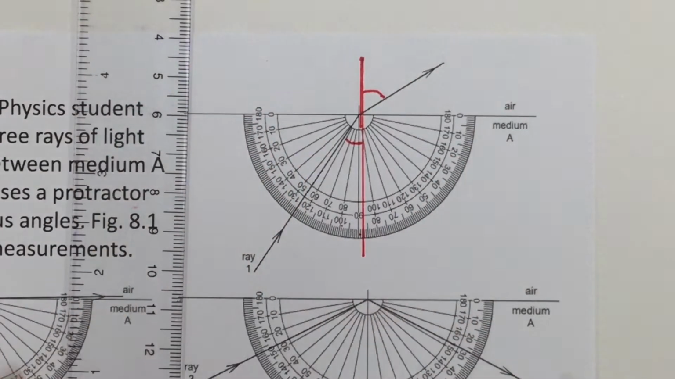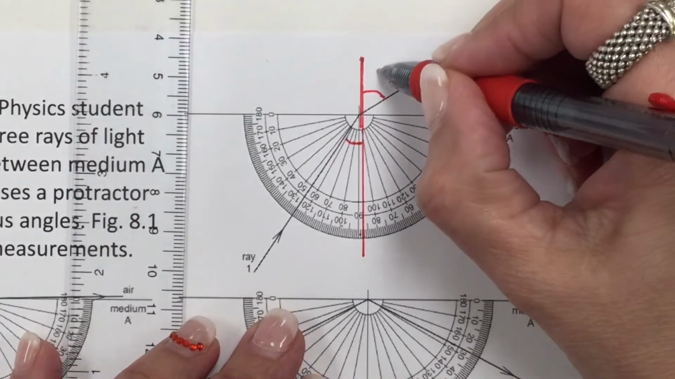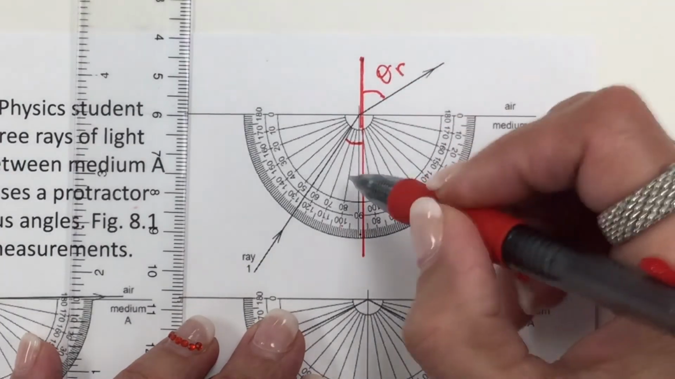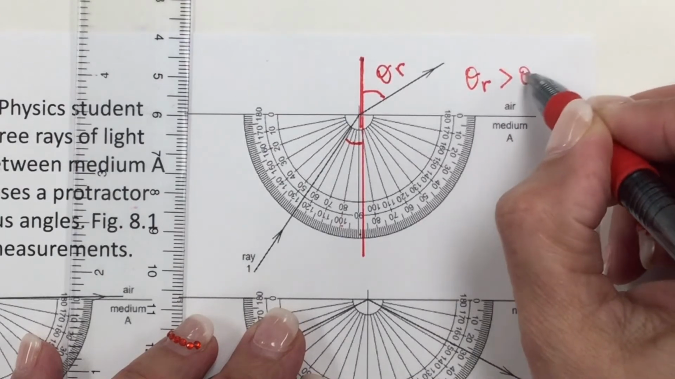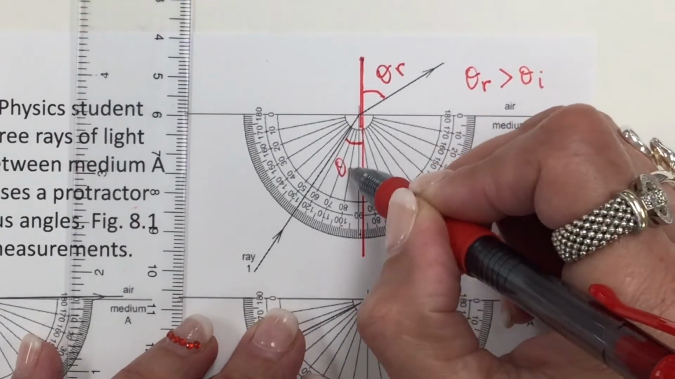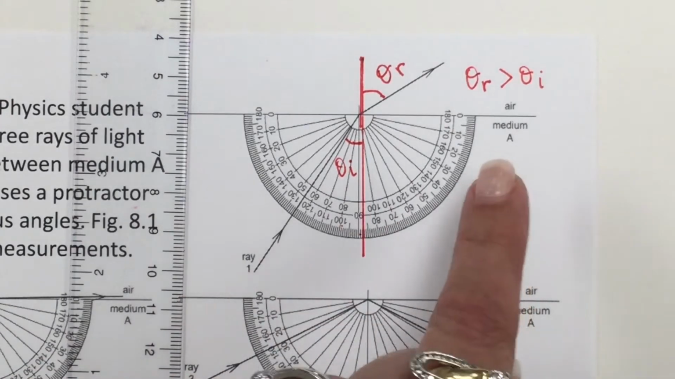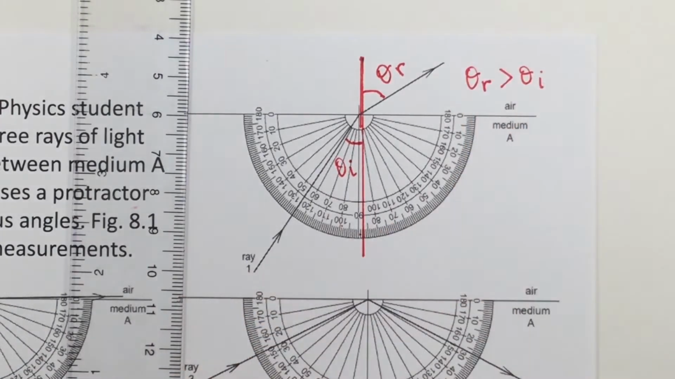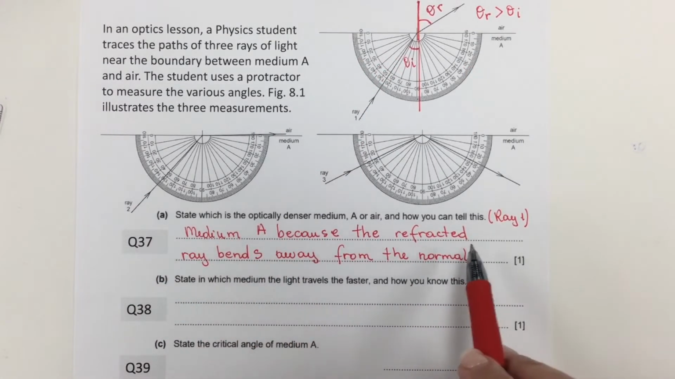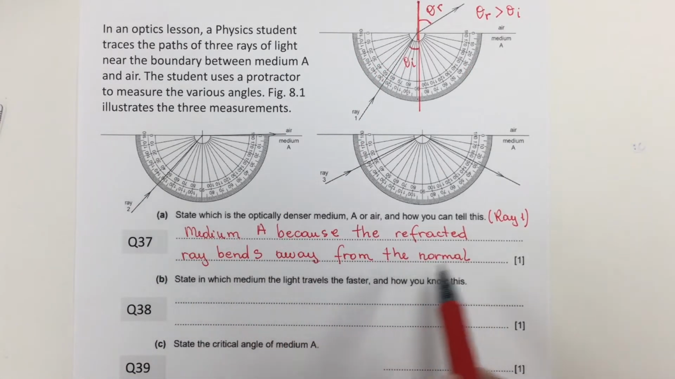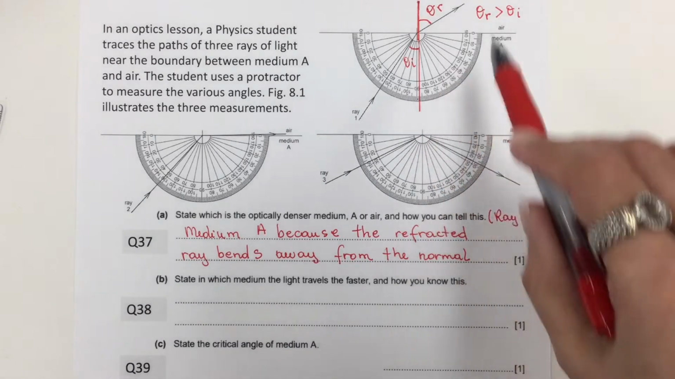You don't even have to measure anything. Just by looking, you can see that the refracted angle is greater than the incident angle. So it seems like medium A is more dense than the air. So you could answer medium A, because the refracted ray bends away from the normal. And as a reference, the ray 1 picture.